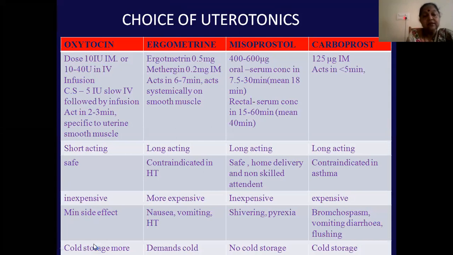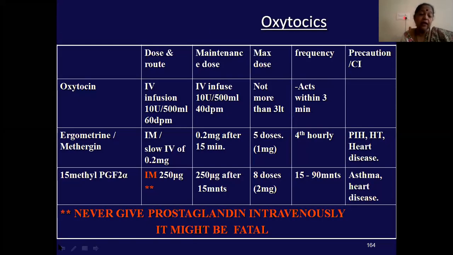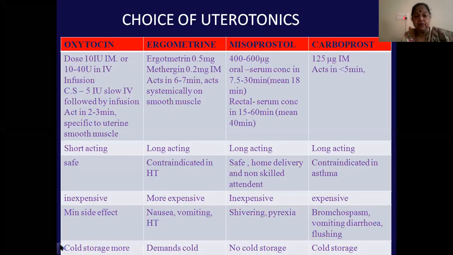Now this is a total chart. What are the choices of uterotonics which are used in PPH? The first line, second line, third line, or in combination also many times we use. So misoprostol is around 600 microgram, and the side effect you always tell about misoprostol is pyrexia, right? The advantage of misoprostol is that a non-skilled attendant can also give it.